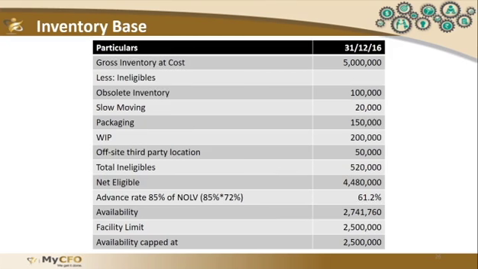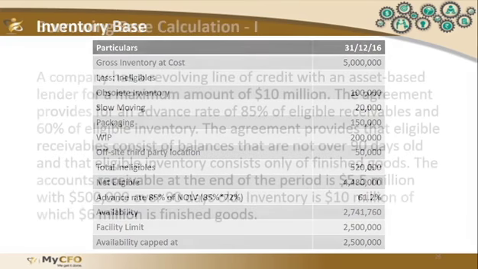In our example, say the NOLV percentage given by the appraiser is 72%. As a lender, I'm willing to advance 85% of the NOLV, so that is 85% of 72%, which is 61.2% in my example. That will work out to an availability of $2,741,760. Again, the facility limit here is, say, $2.5 million. So the availability is capped at $2.5 million, because you definitely cannot borrow more than what is approved to you.